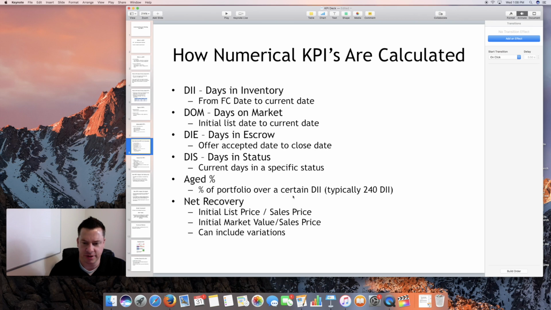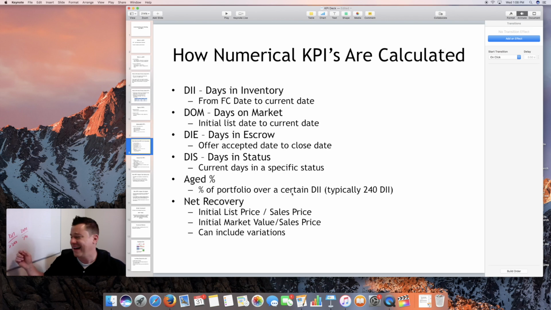Age percentage, this is a really good one. Age percentage is just simply the number of assets that are over a certain amount of, and it's typically days in inventory, but you'll see it as a days on market too, okay? So like DII, days in inventory may be anything greater than 240 days, but days on market may be anything greater than 90 days, all right? So you may see two different measurements for aged, and you may see a couple different things. So you want to see percentage of assets, and then also number of assets that are aged in each category.